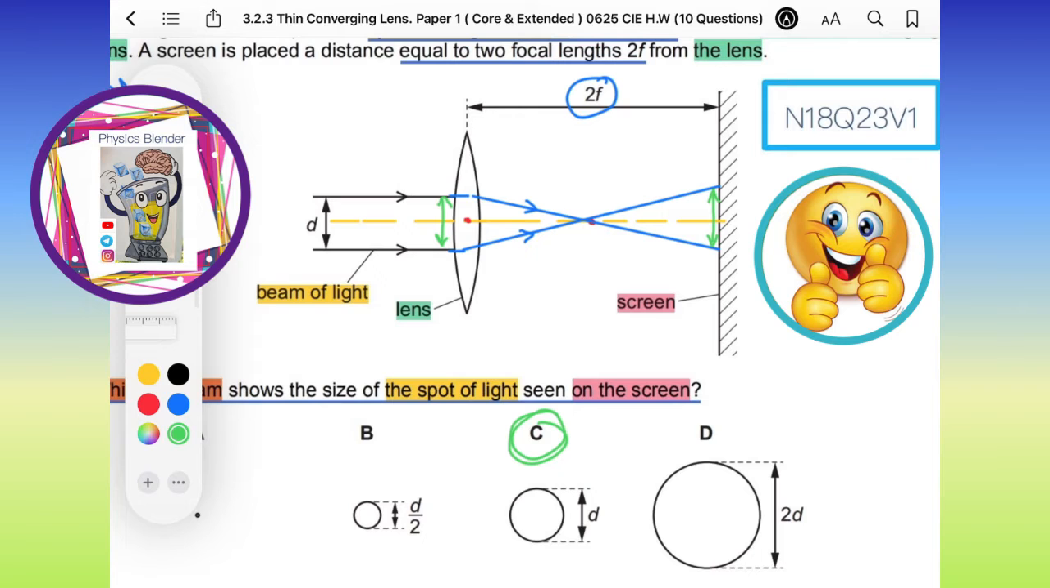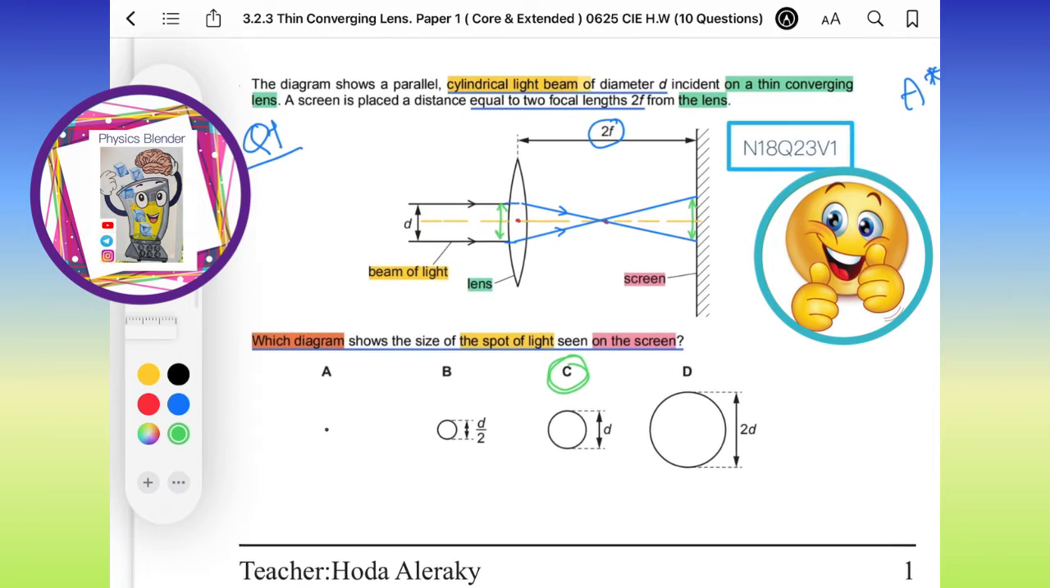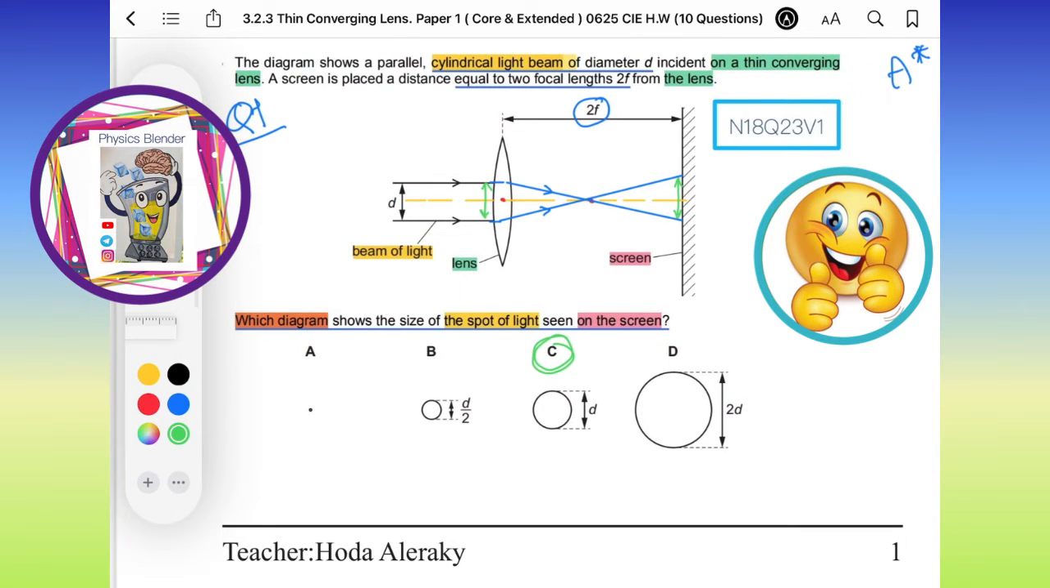Okay, is it clear? So again, when you have rays parallel to the principal axis, they refract through the focus, and in this case you have a cylindrical light beam, a group of rays, with a diameter d, and it is asking you about the size of the spot which is formed here. Also it will be d as shown in our diagram.